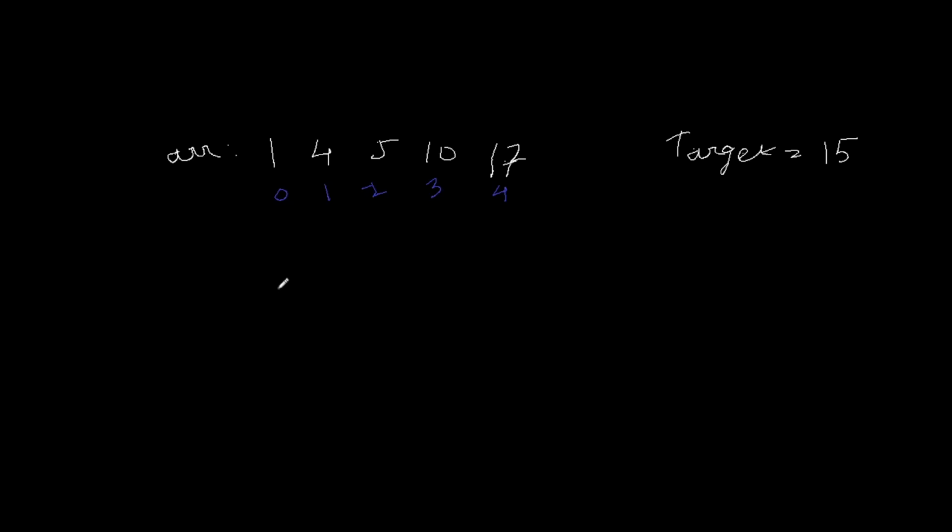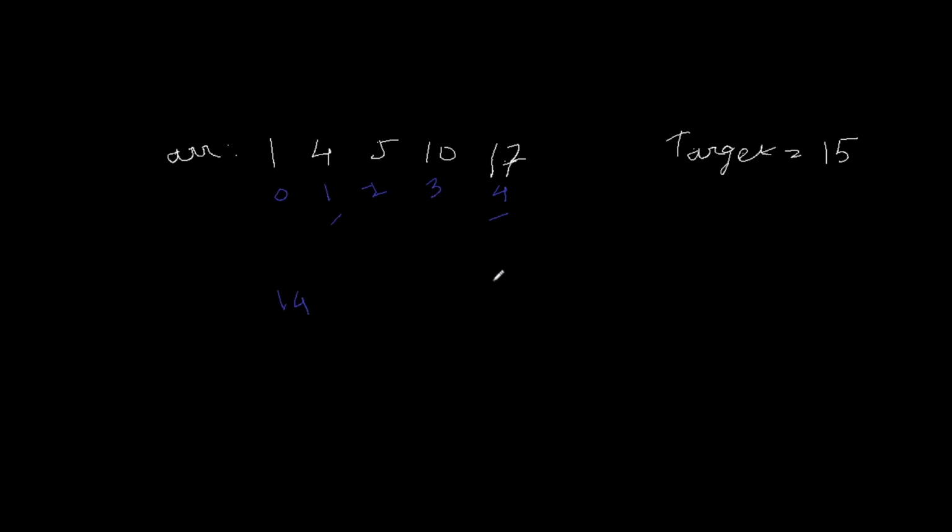So first we take 1. The number we need to add to 1 to get 15 is 14. So we check in the range index 1 to index 4. We binary search on this range to check whether 14 is present. We see that it is not present.